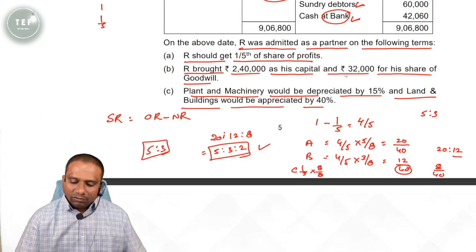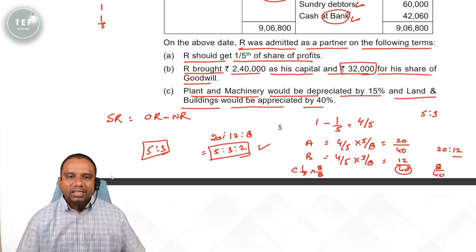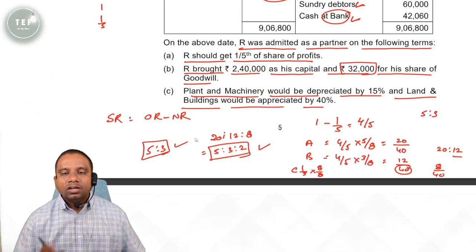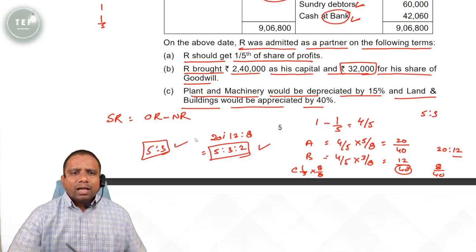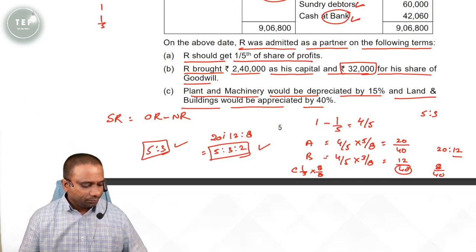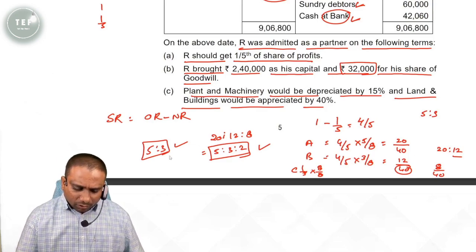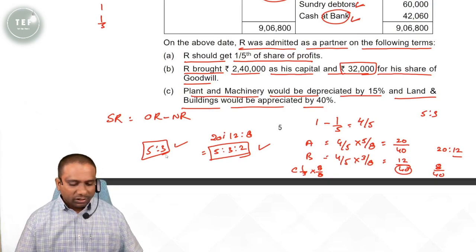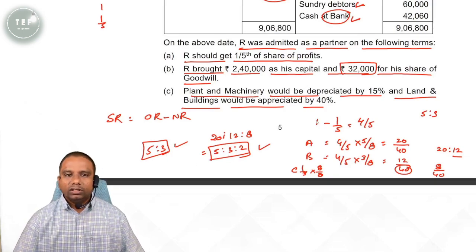Now look at goodwill. Whatever goodwill R brought is shared between P and Q in 5 is to 3 ratio. For this, what is the adjustment entry we record? R capital account debit to P capital account and Q capital account. How much? 32,000 into 5 by 8, 20,000. So 20,000 and 12,000. Observe.